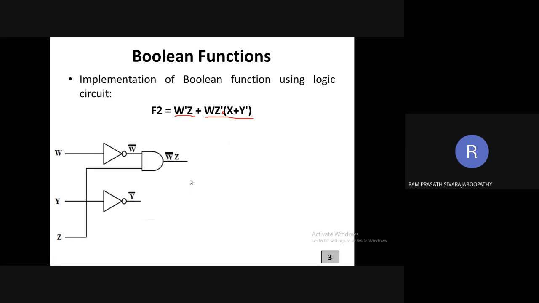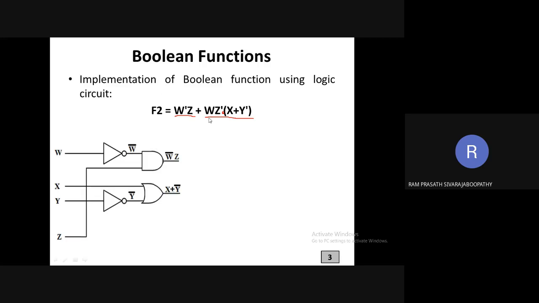Then x plus y bar means x OR with y bar. Here I am having y as an input to a NOT gate. So y bar is the output of the NOT gate. Here I am providing x as one input to this OR gate, the other input from y bar. So the output expression is x plus y bar. Fine. So far it is clear.